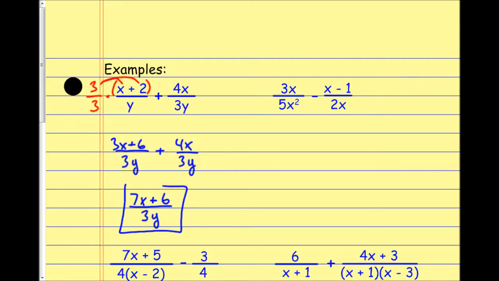Okay? If I look at something like this guy, right now I can see that this has a couple different factors. This is like a 5 times x, and this is a 2 times x.